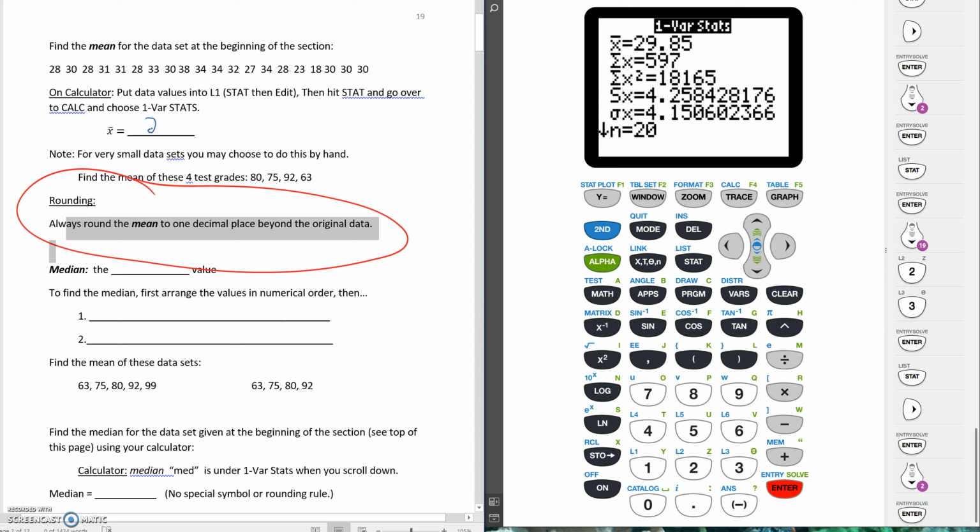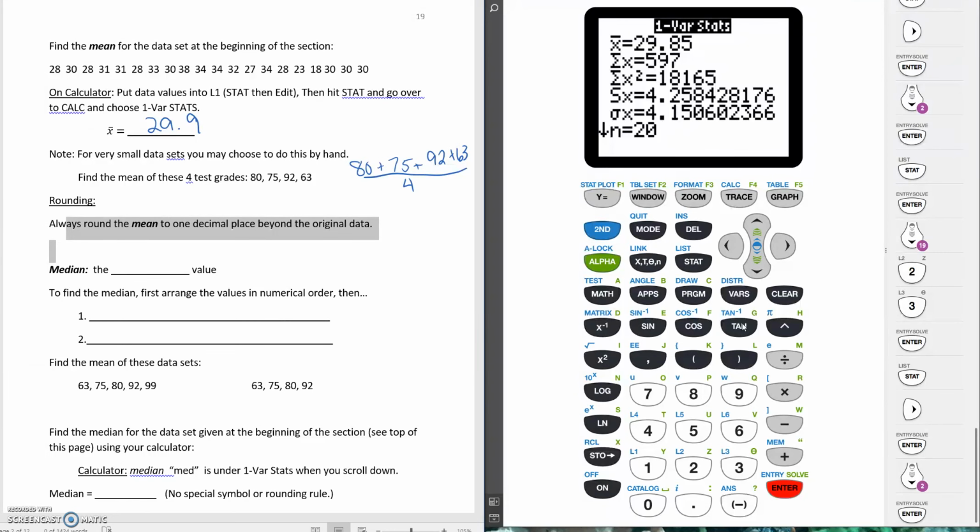So this would be 29. We have that 8 there and we have a 5 after it, so it gets rounded up to 9. So 29.9 would be our average here. Now, if you had a small data set, it may be quicker to do it by hand. To do that, we would add up all of our data points: 80 plus 75 plus 92 plus 63. There are 4 data values there, so we divide by 4.